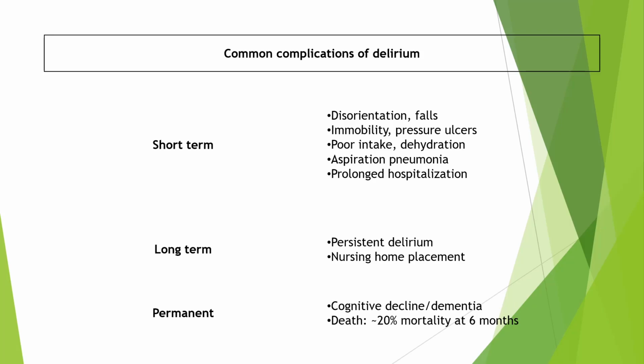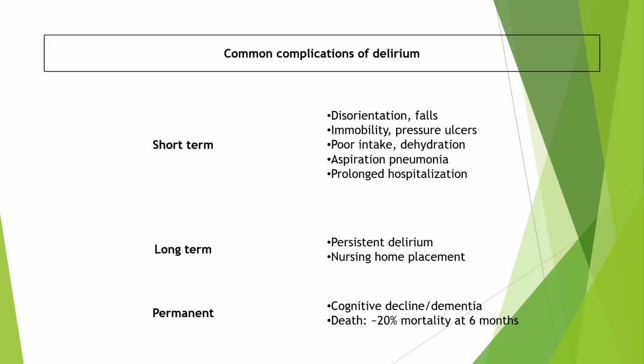What are the complications that happen in delirium? Short term, long term, permanent. In short term, there may be disorientation, falls, immobility, pressure ulcer, poor intake, dehydration, aspiration pneumonia, and prolonged hospitalization. These are the short-term complications of delirium.